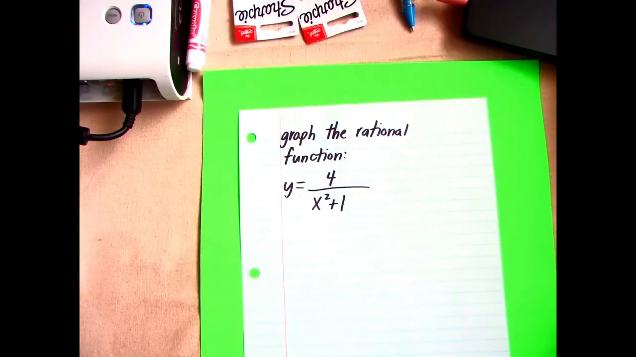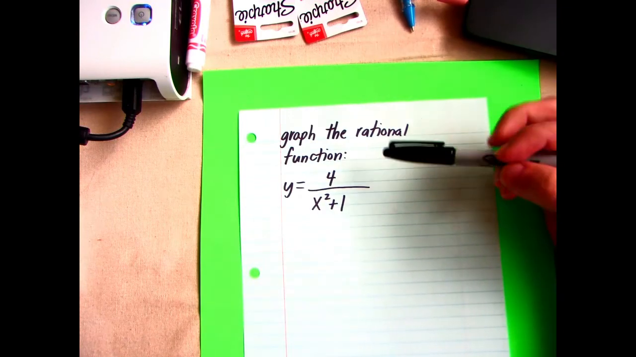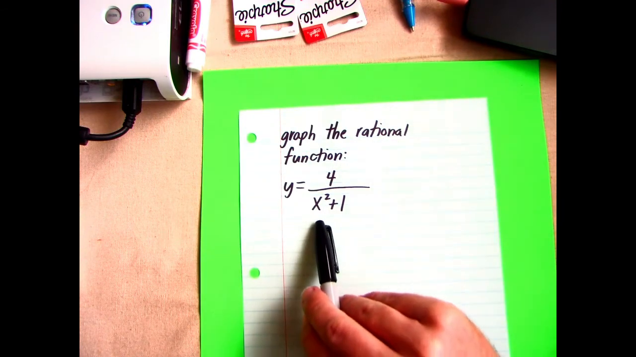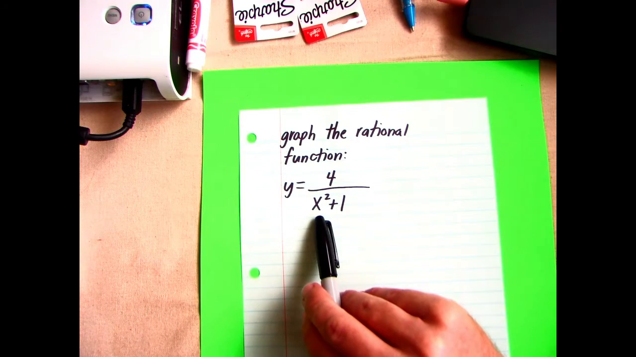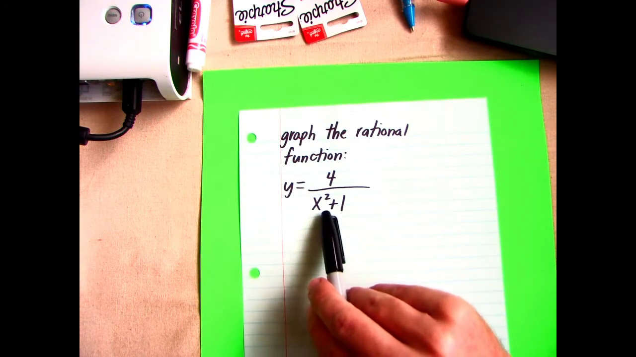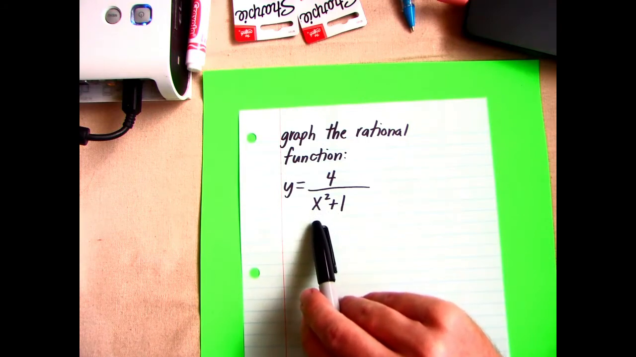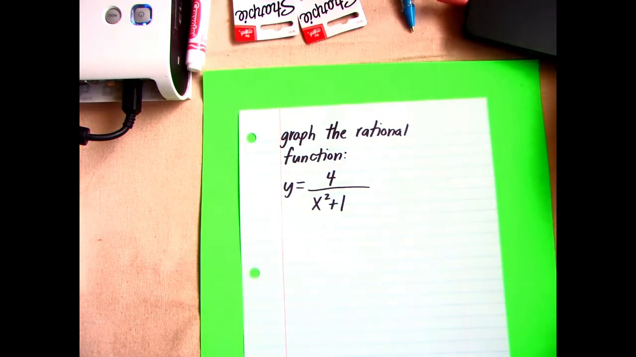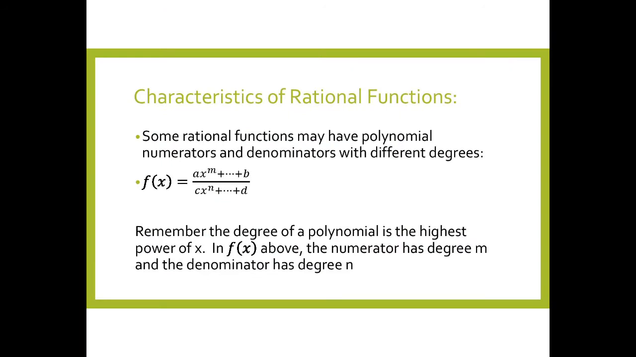So in this video, we're going to continue to do rational functions, but now we're going to work with higher degrees in the numerator and denominator. So for example, here's a rational function, y equals 4 over x squared plus 1. So now you see in the denominator, we have a polynomial of degree 2. No longer just degree 1, but now it's degree 2. So what's that going to do to our graphs?